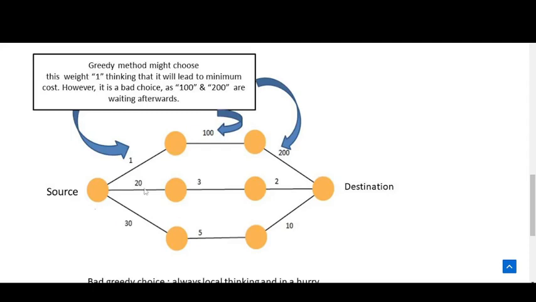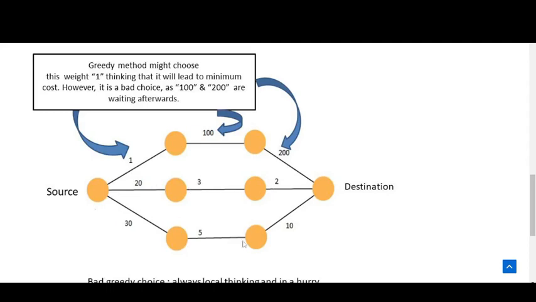If he picks 20, he might think that because 20 initially is more, the subsequent distances also will be more. But initially it is 1, so he might think, oh, it is 1, so locally it is the best option for me. So he will pick this one. Then 1 plus 100 plus 200 is 301. Whereas if he had picked 20, and afterwards it is 3 and 2, that means 20 plus 3 plus 2, which is 25.